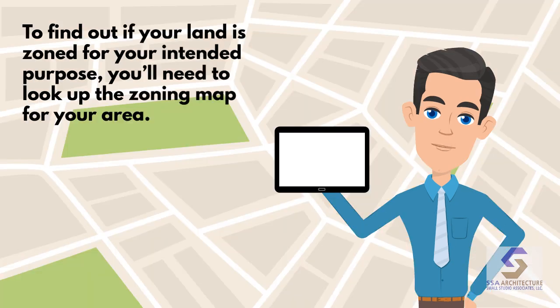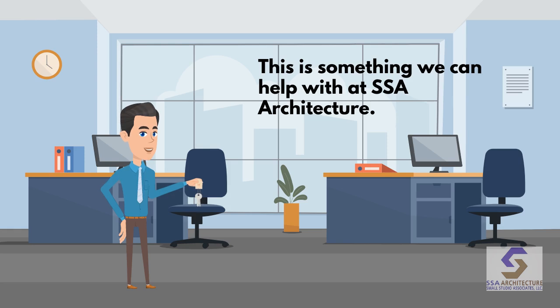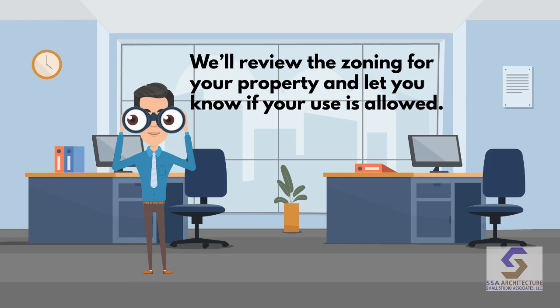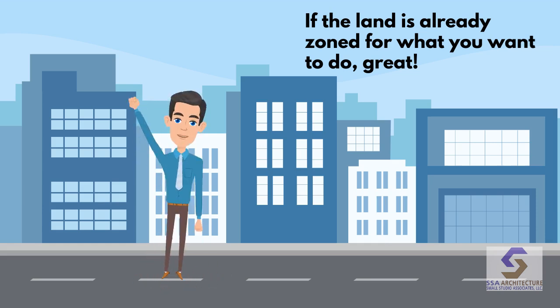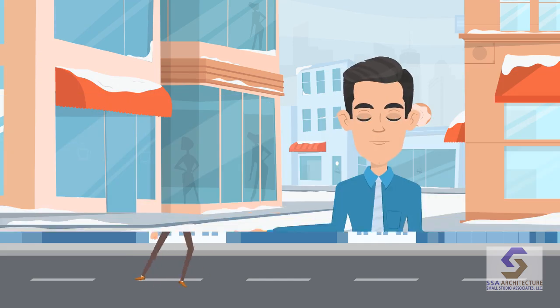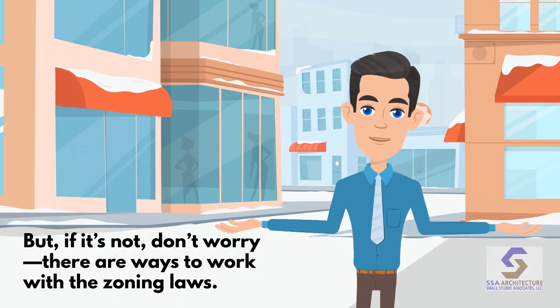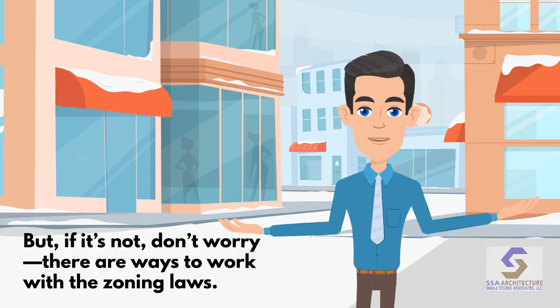To find out if your land is zoned for your intended purpose, you'll need to look up the zoning map for your area. This is something we can help with at SSA Architecture. We'll review the zoning for your property and let you know if your plan is allowed. If the land is already zoned for what you want to do, great. But if it's not, don't worry, there are ways to work with the zoning laws.